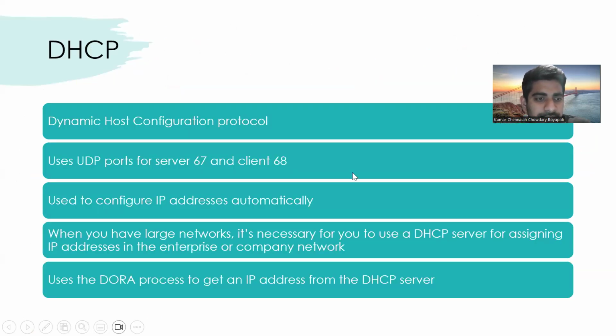So what is DHCP? It's the Dynamic Host Configuration Protocol. It uses UDP ports 67 for the server and 68 for the client. And it is used to configure IP addresses for the clients automatically.